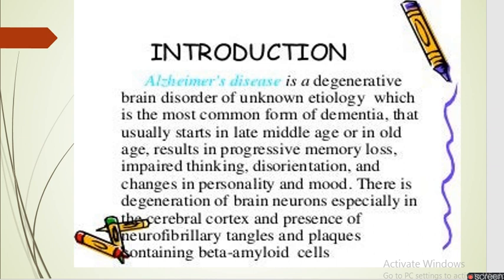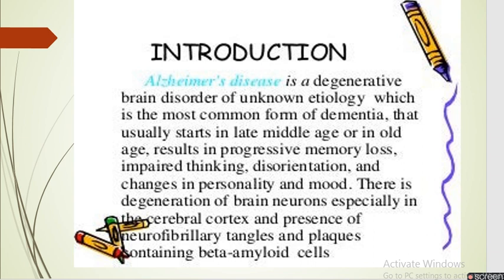So there are neurofibrillary tangles. Tangles mean an abnormal collection of proteins. Which protein? Tau protein. So NFT. Neurofibrillary tangles mean what? There is an abnormal collection of protein, or abnormal twisting of protein. That twisting we call what?